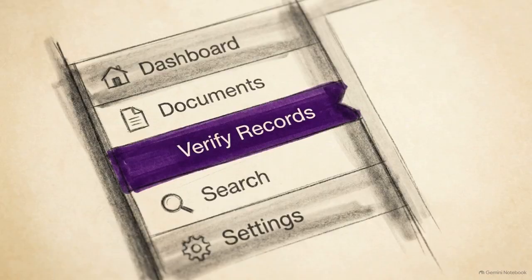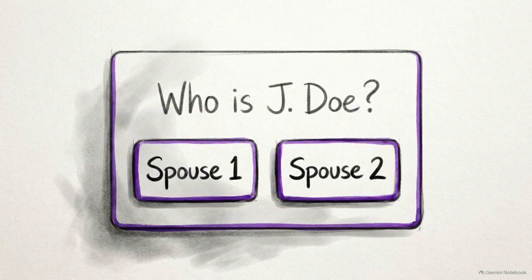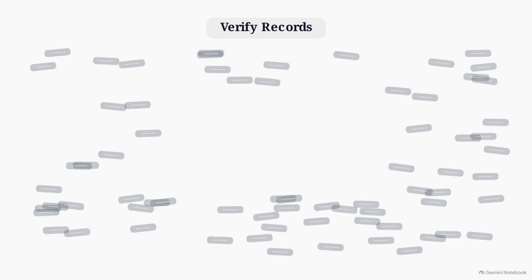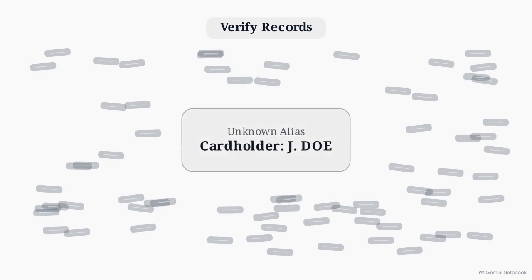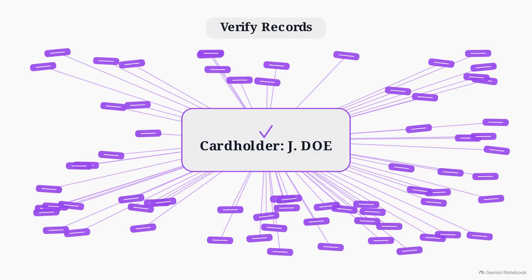Once extracted, move to Verify Records. Instead of asking you to review every line of a bank statement, the system reviews the data and surfaces a specific question when it needs your input, such as asking you to identify a cardholder alias. Novice Mode follows a strict rule: one item is one decision. If a mysterious cardholder name appears on 800 different transaction rows, you only answer the question once. That single answer resolves all of them instantly.